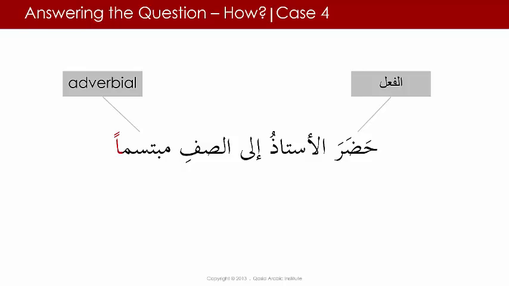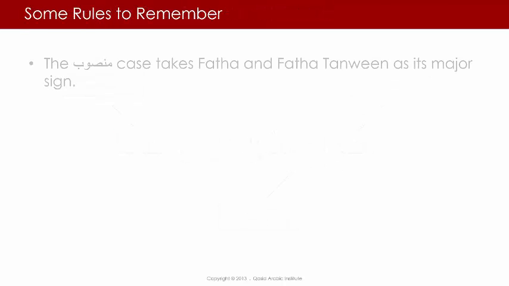We don't say he arrived, that smiling here is the object of حضر. Rather, it's how he arrived. So you see here مبتسما is mansub and is an adverbial that answers the question how. How did the instructor arrive? We have our fa'il is ustad, and then we had our adverbial مبتسما.